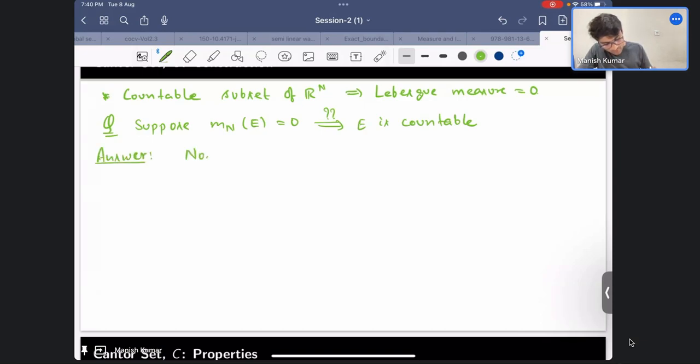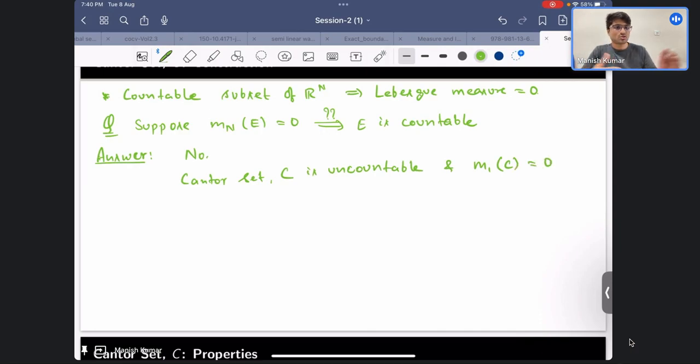no. You will see that the Cantor set C is uncountable and the measure m_1 of C is equal to 0. This C is a subset of [0,1], so we are in R. And that is enough to give a counterexample. Okay, so let us see how to construct the Cantor set.